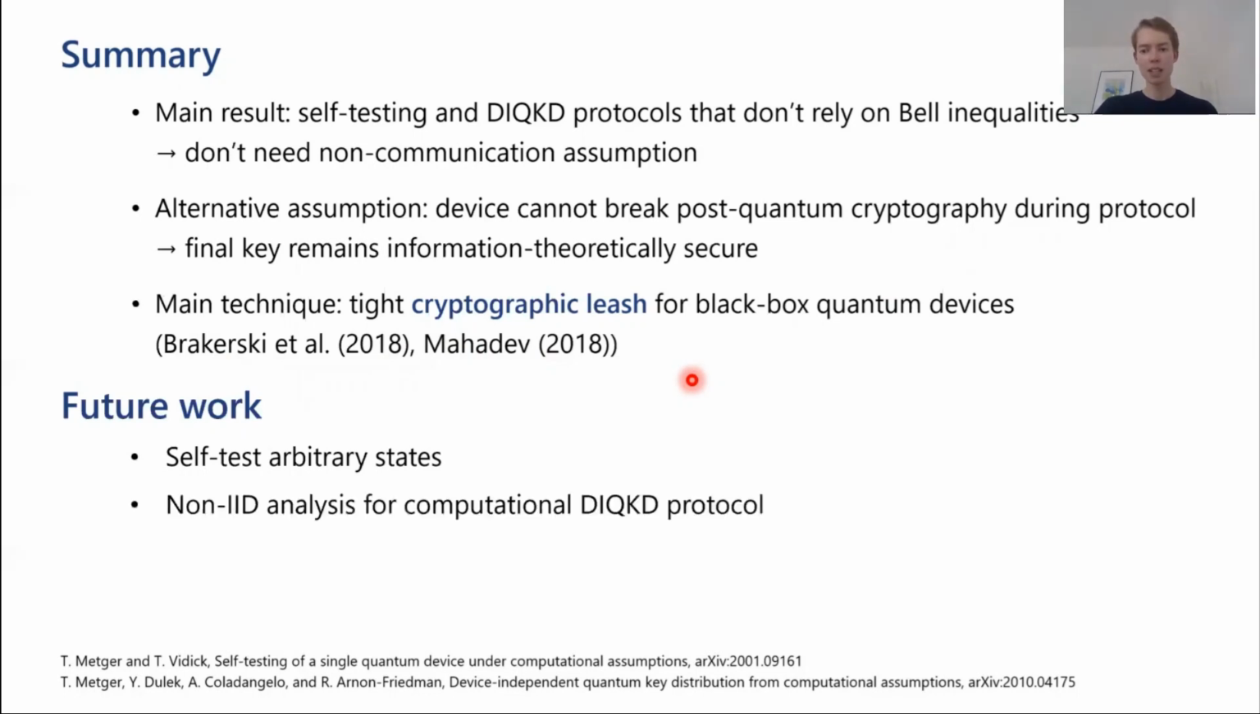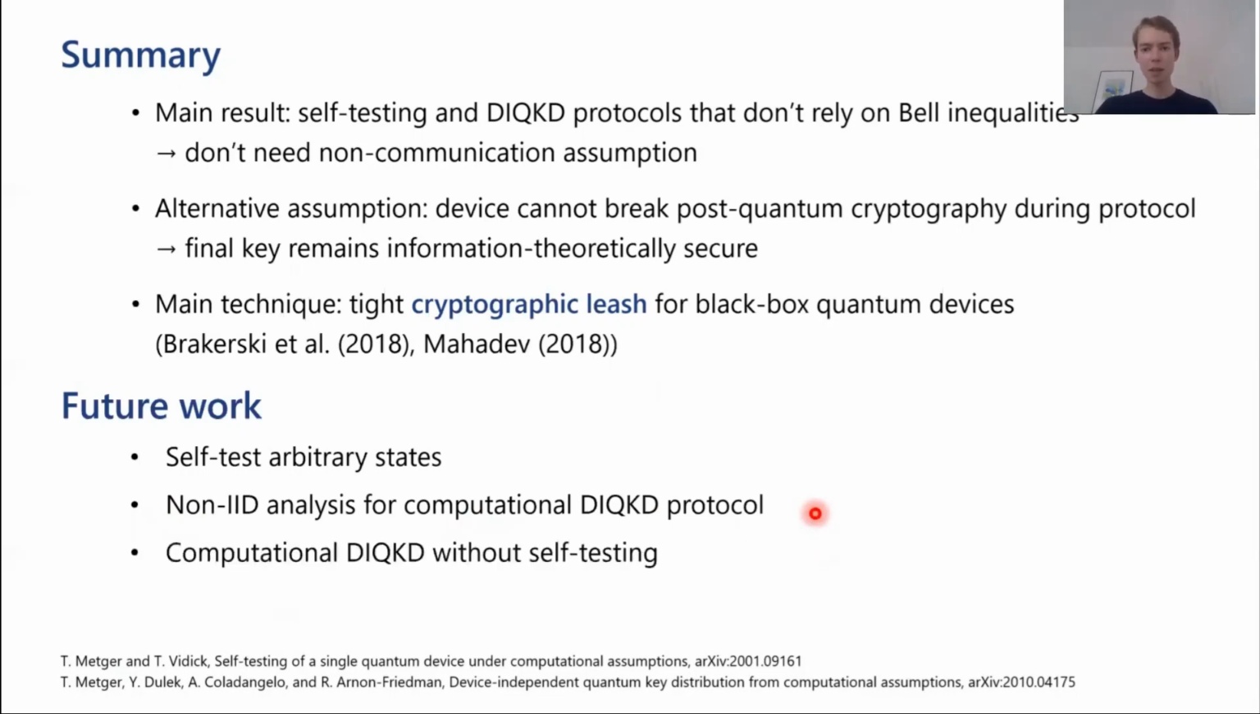Secondly, the QKD security proof right now is in the IID setting. So one would really have to extend this to the non-IID setting as well. And the reason this is non-trivial is because entropy accumulation doesn't quite work here. So some new ideas are needed.